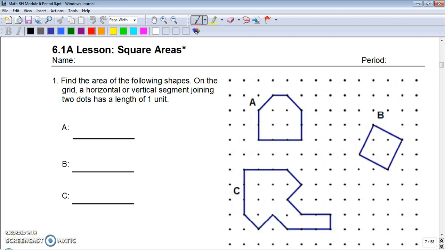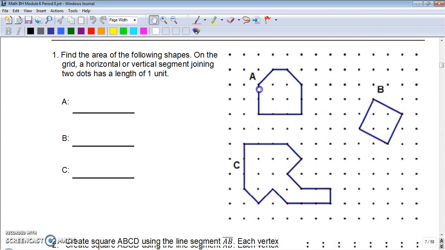In this video, I'm going to take you through the 6.1a lesson. I might not work through all the problems, but the key will have all of them worked out on Google Classroom. Number 1 says, find the area of the following shapes. On the grid, a horizontal or vertical segment joining the two dots has a length of 1, meaning that each of these squares is 1 square unit.